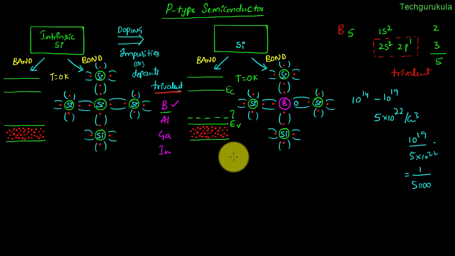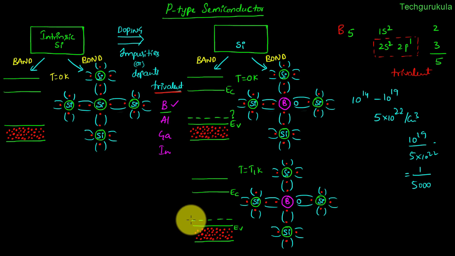And now let's say we increase the temperature to T equals T1 Kelvin, where T1 is greater than 0. As we are increasing the temperature, the electrons in the valence band can fill these states that are present because of the doping that we have done. And this energy difference is far less compared to the energy difference from EC to EV. So that's why these valence electrons will find it very easy to fill these states. So basically we'll have electrons filling here.